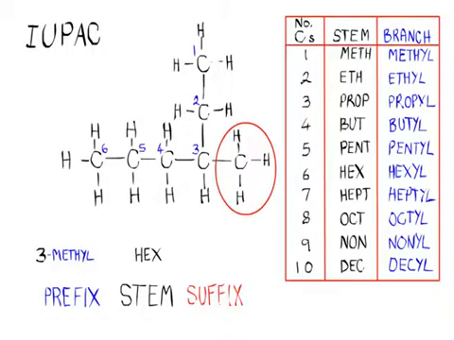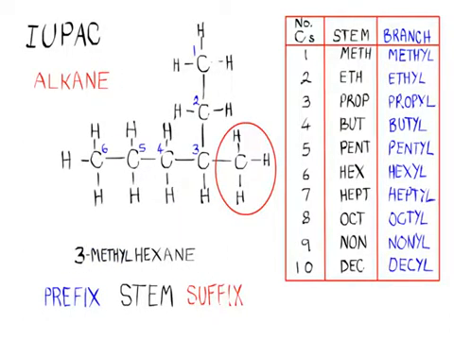Finally, we can apply a suffix. Our compound is an alkane, so has the suffix -ane. Our compound is 3-methyl-hexane.